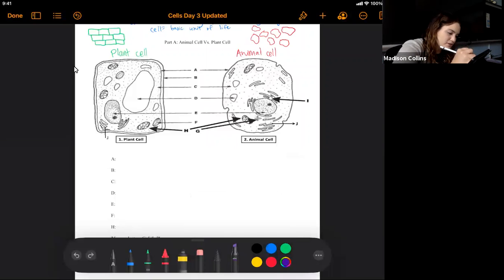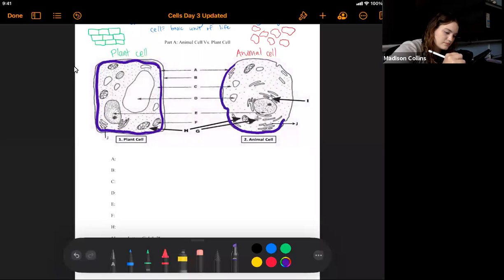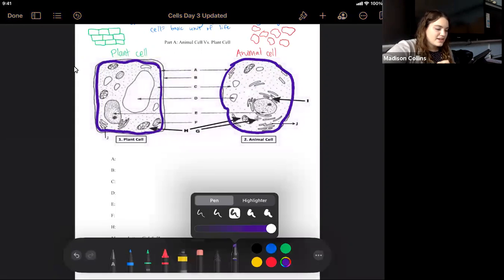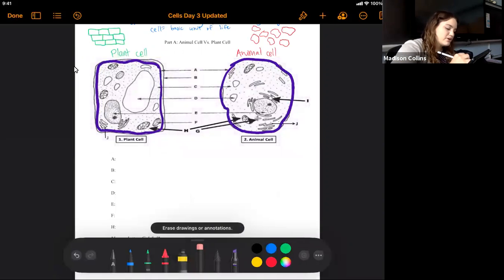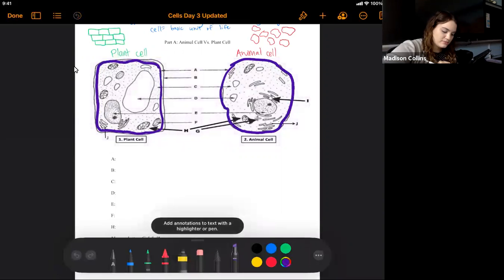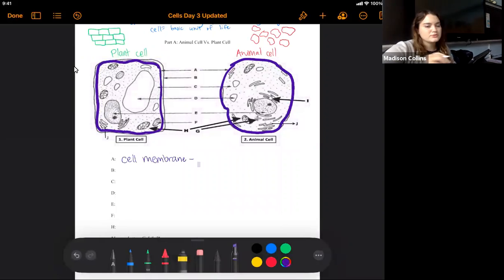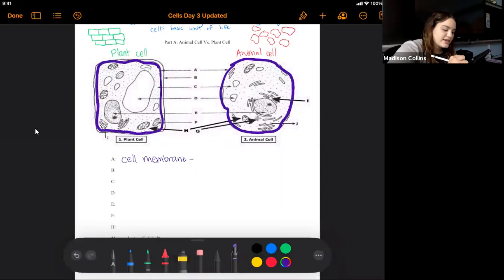Okay, so if I go around and circle A in each of these cells, all right, there we go. What I have just highlighted in each of these cells is what we call the cell membrane. Why isn't this typing? There we go. All right, and you should already know a few things about the cell membrane, but I do want you guys to know that this is the outer barrier of the cell.